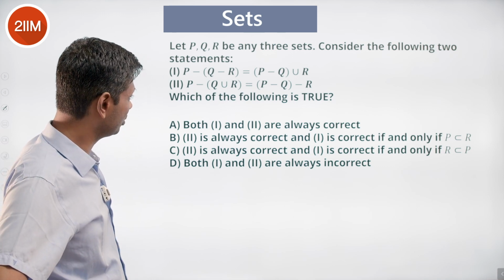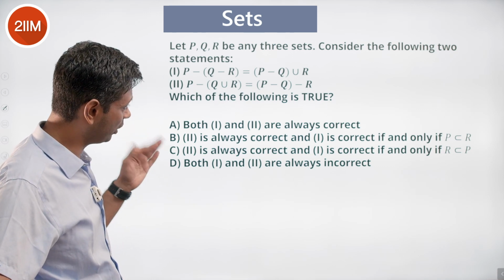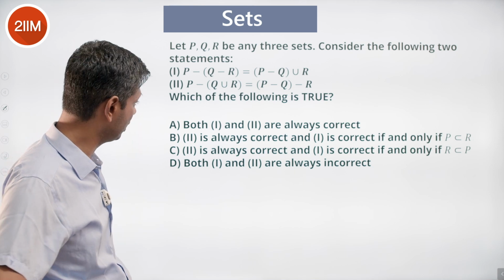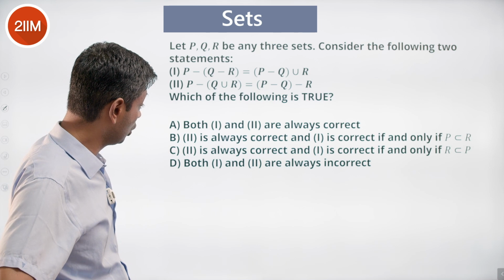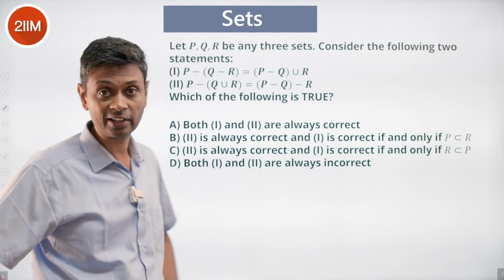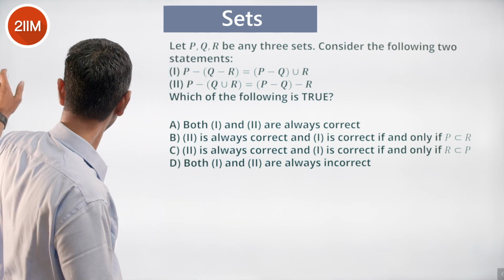1 and 2 are always true. 2 is always correct, and 1 is correct if and only if P is a subset of R. 2 is always correct, and 1 is correct if and only if R is a subset of P. Both 1 and 2 are always incorrect. Let's go step by step.